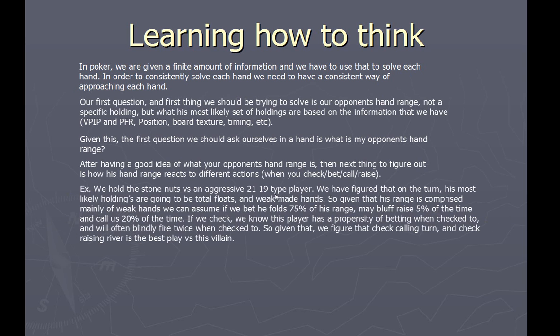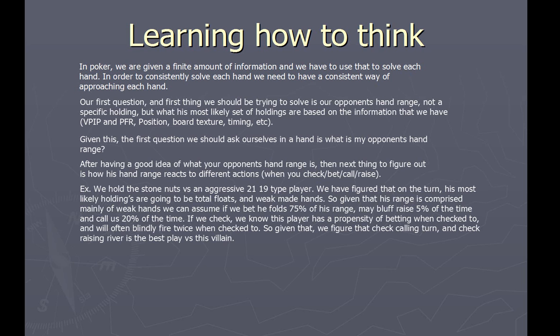So in this little example I have written up here, let's say we have the stone cold nuts versus an aggressive 21-19 player. He's the run-of-the-mill TAG player that we run into a lot at the low stakes. We flopped, whether it be a full house, quads, something that is pretty much unbeatable. So let's say we have pocket nines on a 9-9-7 board. We've raised, he's called us in position, and so we go ahead and c-bet this board.